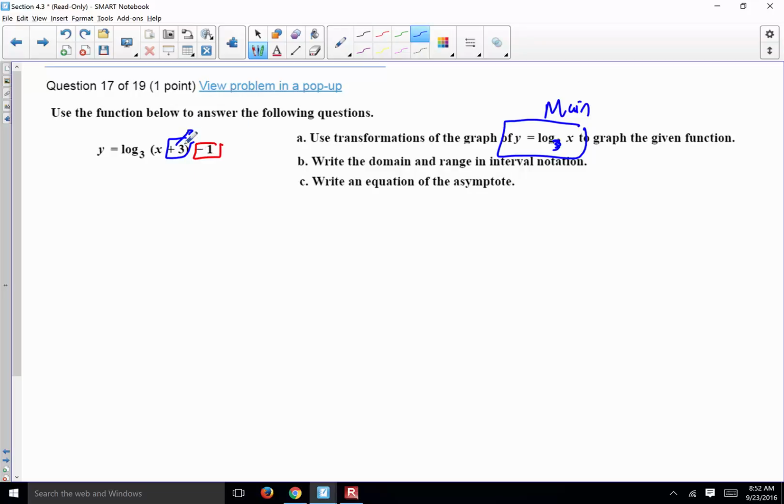You need to name these transformations. What does adding 3 to log base 3 of x do? Adding a number. Ashley? Yes, this is left 3 because it's only happening to x. It's not to the end. It's changing x values directly. So what kind of shift is this? Down 1. Okay, just sketch log base 3 of x first, then do these two effects.